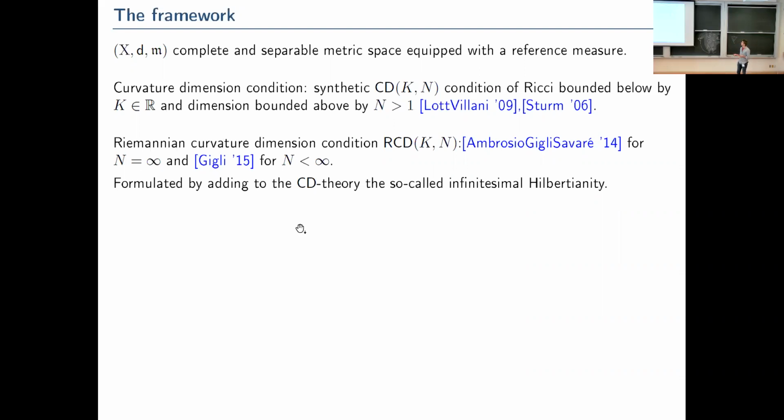So there is a theory by Lott, Sturm and Villani. You can speak about synthetic Ricci lower bounds. So this is the CD(K,N) condition: K lower bound, and dimension upper bound by N. And for my goal later, I will also need to enforce a Riemannian condition on the CD condition, which was defined first in the infinite dimensional setting and then later in the finite dimensional setting. And this can basically be formulated by adding the so-called infinitesimal Hilbertianity to the CD theory. For me, for instance, the Laplacian being linear would be a nice fix.